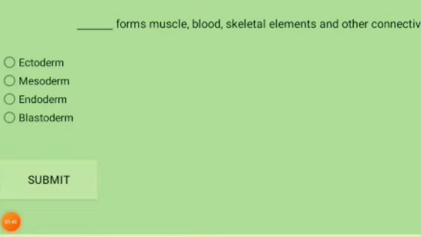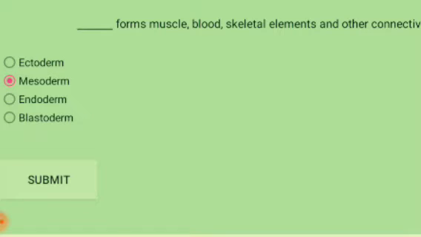Dash forms muscles, blood, skeletal elements, and other connective tissues. Option A, ectoderm, B, mesoderm, C, endoderm, and D, blastoderm. So muscles, blood, skeletal elements, and other connective tissues are formed by mesoderm.